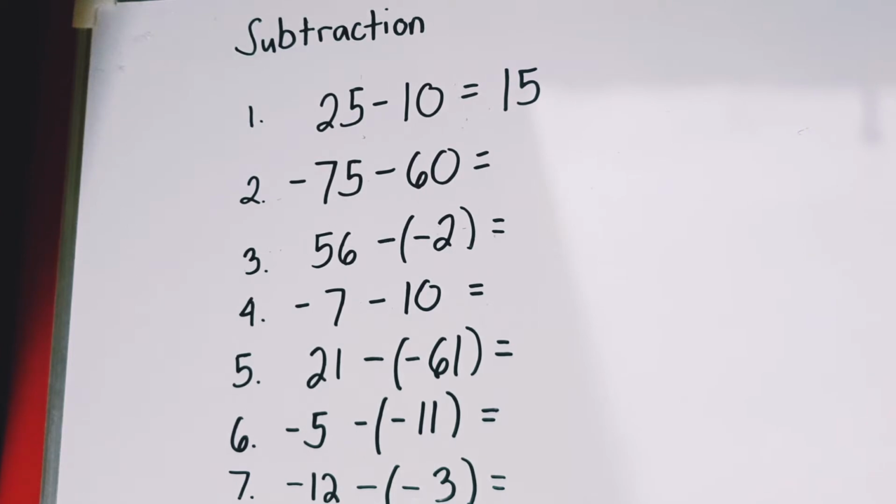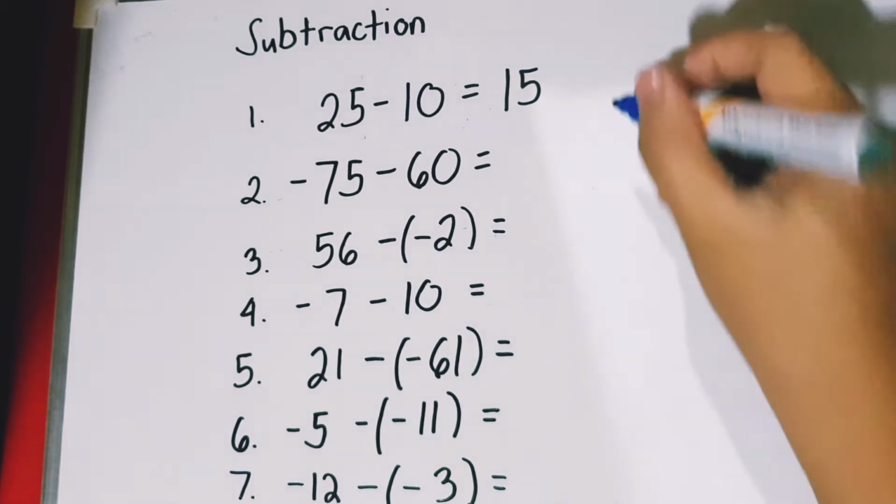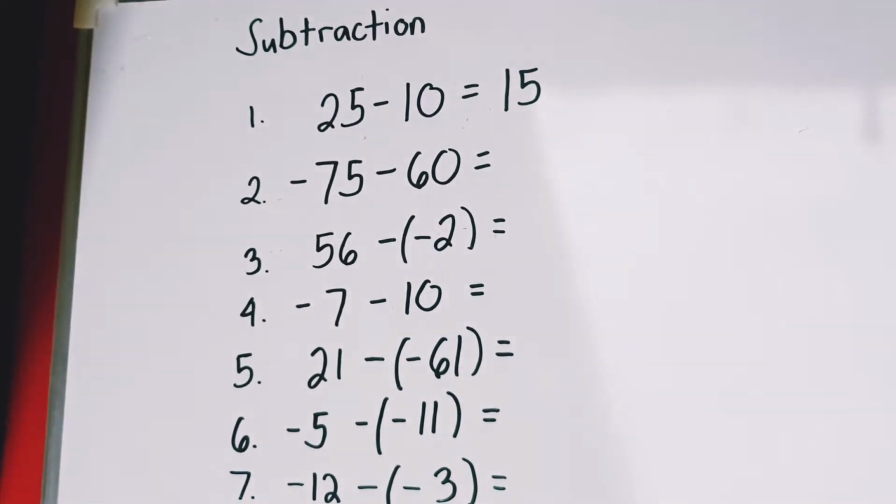So let's get started. In example number 1, we can see 25 minus 10 is equal to 15. As we can see, both of them are positive, so we can subtract them easily. So 15 is the answer. In case number 2, this case is different, since the first one is negative and the second one is positive.